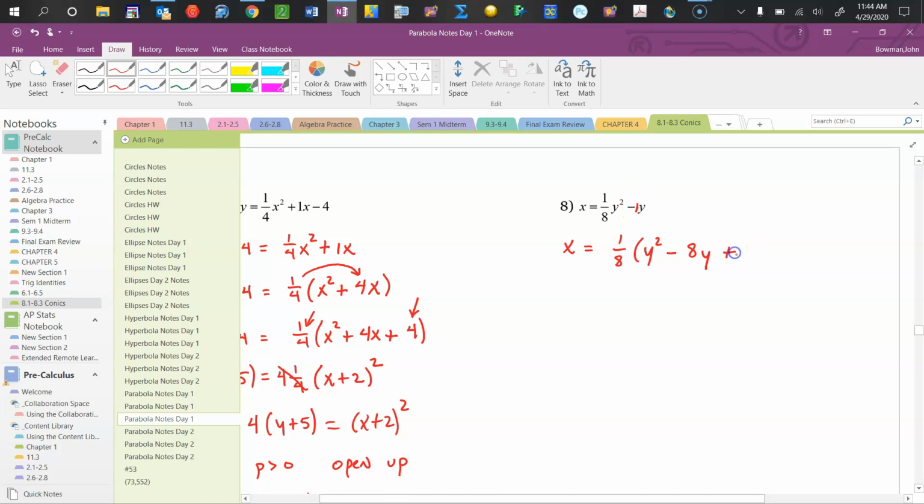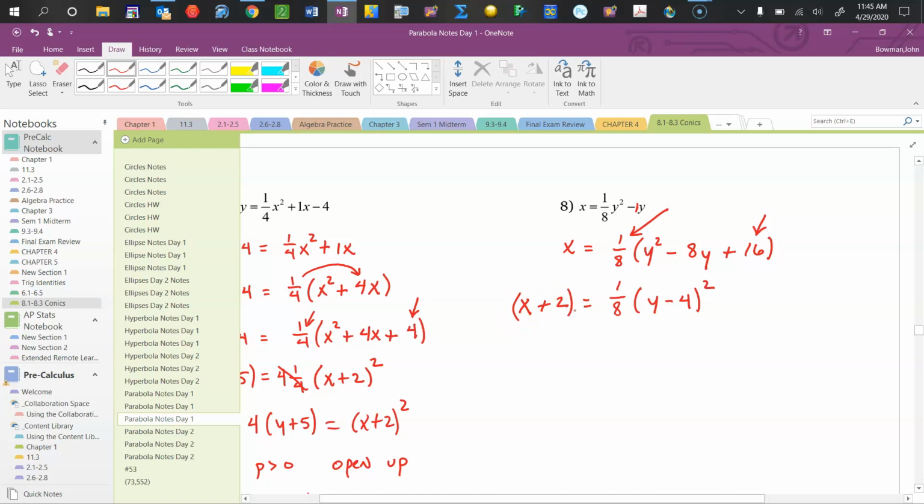Half of -8 is -4. If we square that, we get 16. So on the right-hand side, we have 1/8 times (y - 4) quantity squared. On the left-hand side, we have x, but we added this 16 on the right-hand side, and it is being multiplied by 1/8. 1/8 times 16 is 2. So effectively, we've added 2 to the right-hand side, so we're going to add 2 to the left-hand side. We'll put parentheses around that (x + 2).